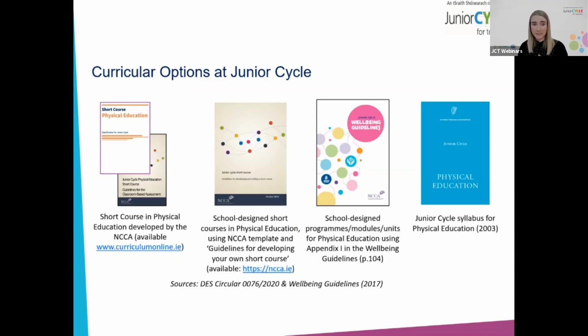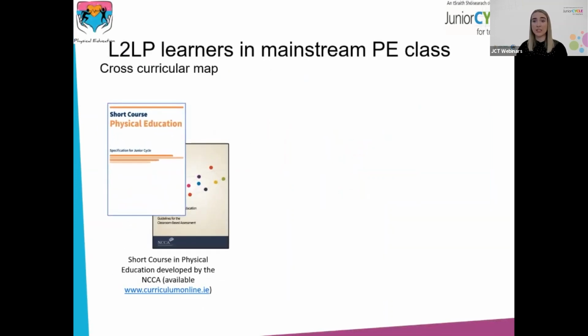But for the purpose of this evening's session, we are going to refer only to the outcomes within the NCCA developed short course at junior cycle in physical education, and how the learning outcomes within this relate to the priority learning units. However, a lot of what we discuss, even though it's taken from the short course, will certainly have correlations from the other 3 curricular options that are available. So when we're looking at that short course in physical education, we're looking at how specifically the learning aligns from the physical education short course designed by the NCCA with our L2LP.